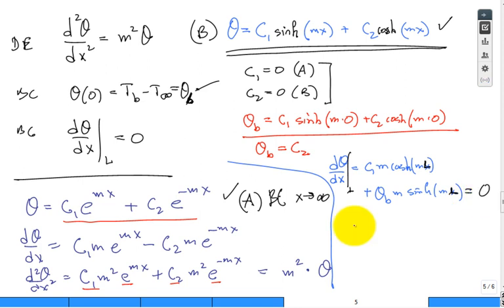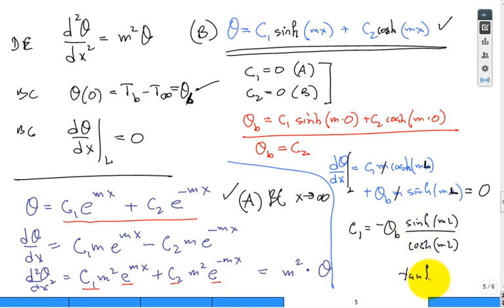So what is C1? The m's cancel. Isn't it going to be negative theta b? And then you're going to have the sinh of ml divided by the cosh of ml. Is that right? And so guess what sinh over cosh is? Hyperbolic tangent of ml. Minus theta b tanh ml equal to C1. So now you have the full analytic solution. For what boundary condition? Insulated tip.